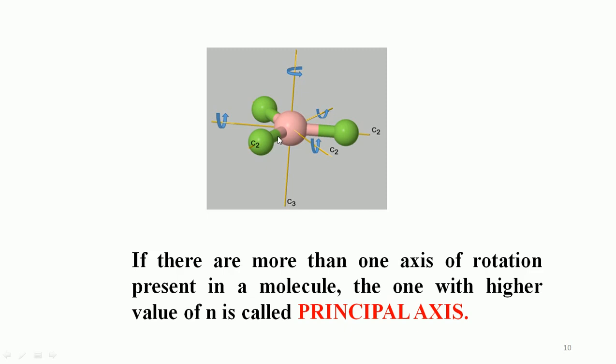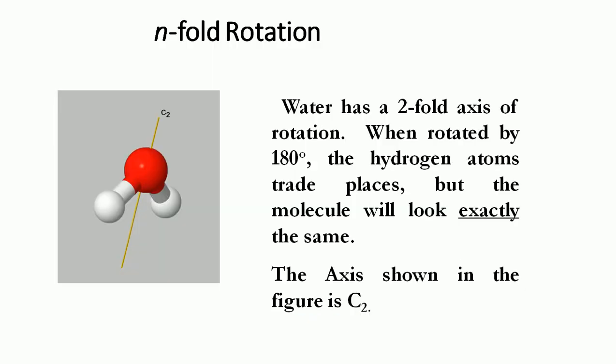If there are more than one axis of rotation present in a molecule, the one with the higher value of n is called the principal axis. So in this case, we have one C3 axis and three C2 axes. Therefore, the C3 axis is the principal axis in BF3 molecule.